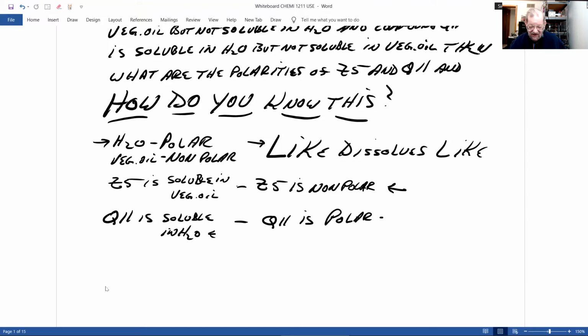Z5 is, Dr. White, get it right, nonpolar because like dissolves like, and Q11 is polar, again, because of like dissolves like. So all you'd have to put down for the correct answer and getting 5 points is Z5 is nonpolar. Oh, I got it right this time. Q11 is polar. How do you know that? Like dissolves like.